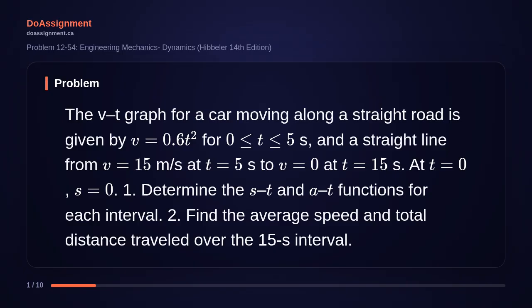Part 1. Determine s as a function of t and a as a function of t for each interval. Part 2. Find the average speed and total distance traveled over the full 15-second interval. Now let's work through the solution step by step.